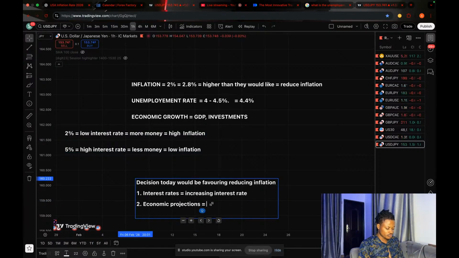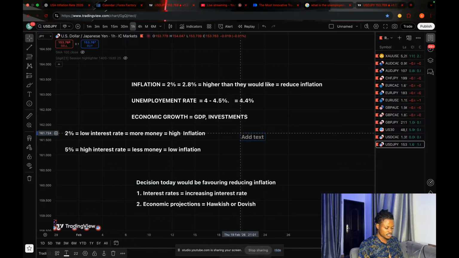We have two types of economic projections. From their tone, the economic projection is either hawkish or dovish. So when they give a hawkish tone, it basically means they are concerned about inflation.